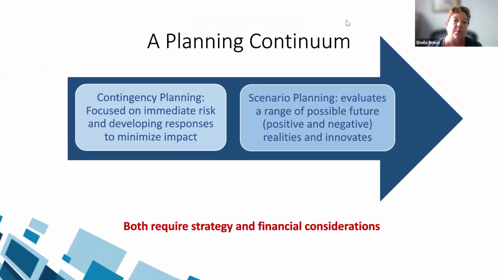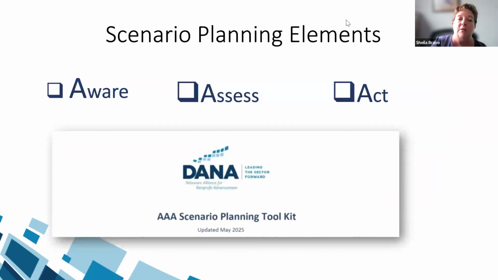Some of you may have attended a previous workshop where we talked about contingency planning, and that's really focused on addressing risk. Scenario planning is really going beyond the immediate and thinking about alternate futures that may take place and how your organization then would respond to that. And so that's kind of like on a continuum. So you'll find that some of the resources that we're suggesting today are just as applicable if you were conducting contingency planning. The toolkit, as I mentioned, is broken up into these 3 areas: being aware, assessing, and acting.